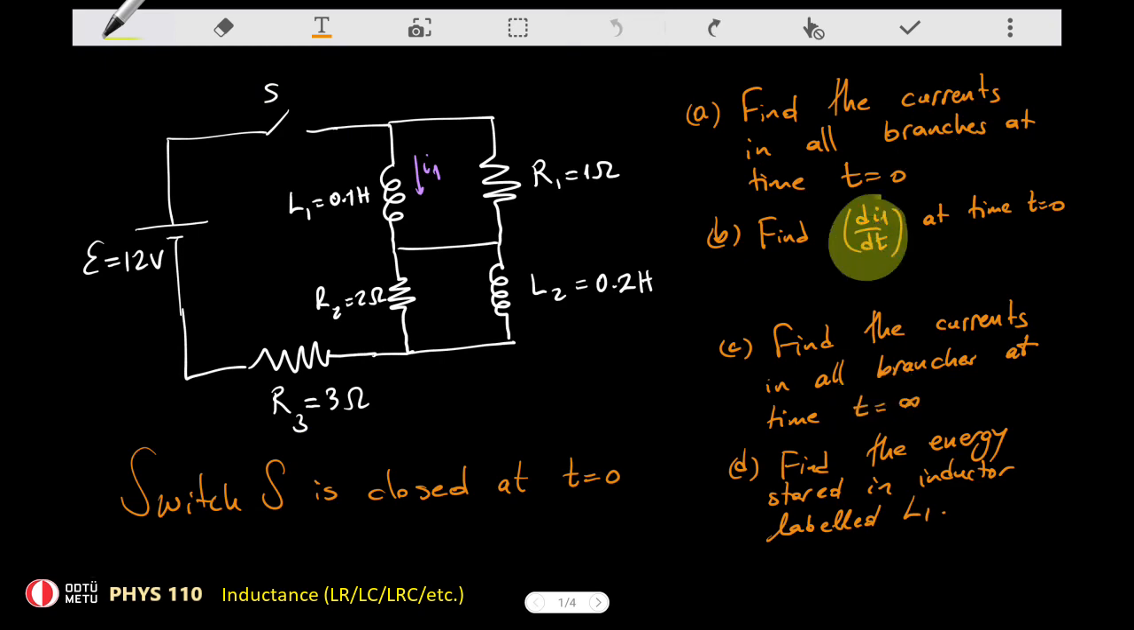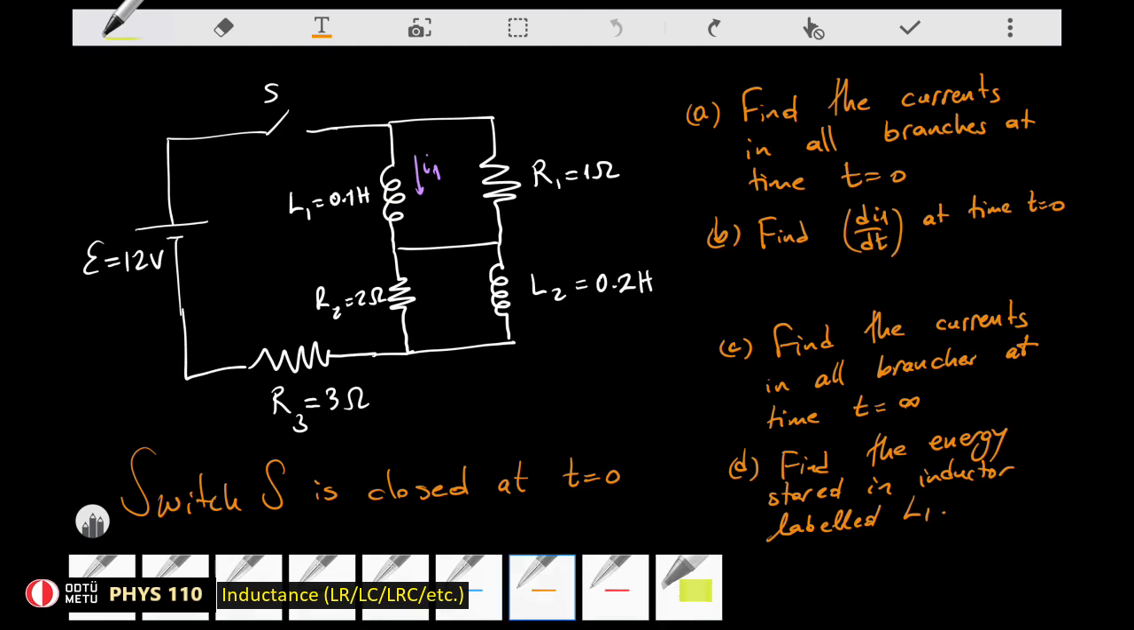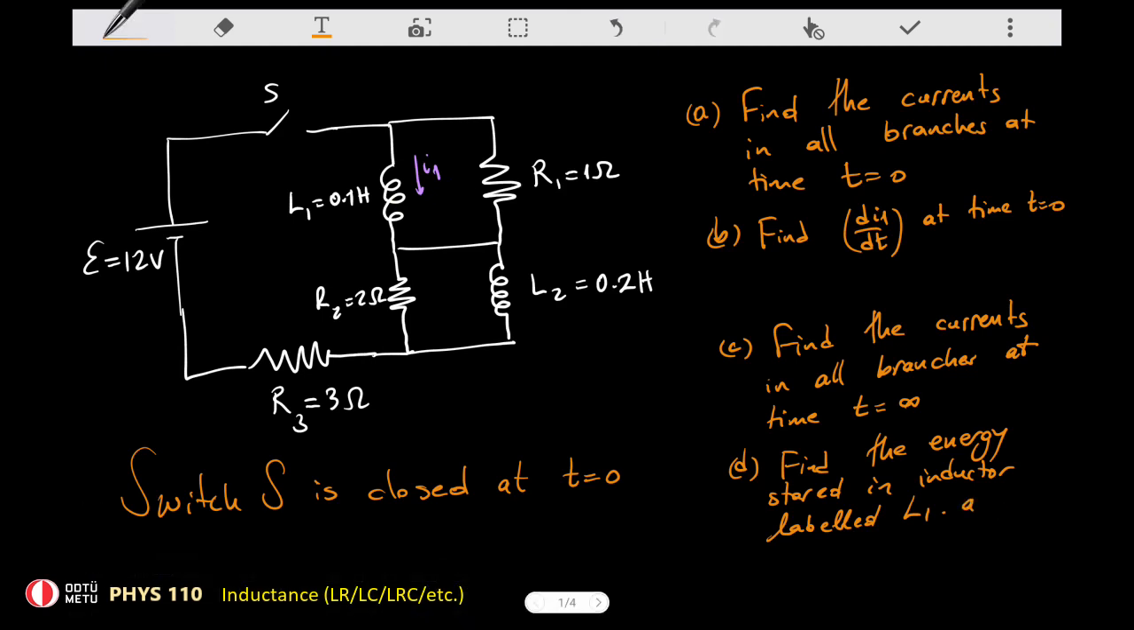The rate of change of the current at time t equals 0. A specific current in here. And then the inductor energy. So the last part is also at t equals infinity. Let me write it in here. At t equals infinity, find the energy stored in inductor labeled L1 at t equals infinity.